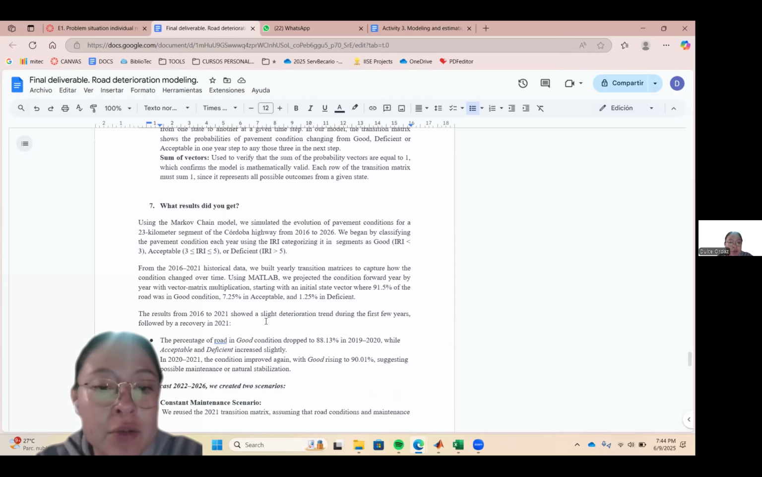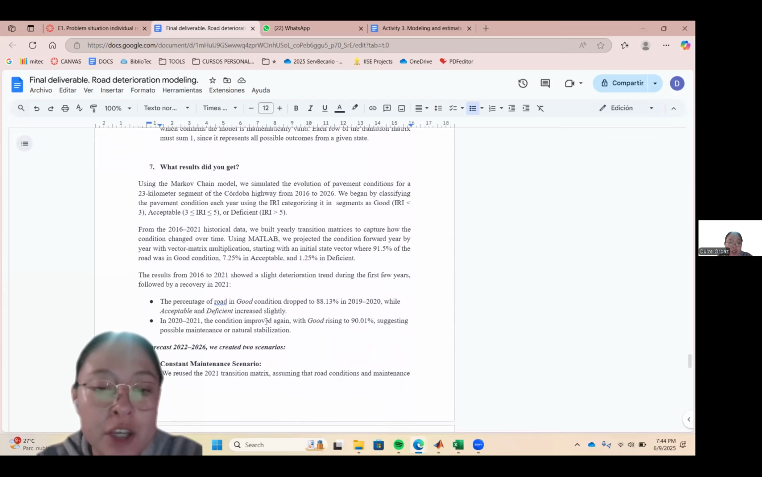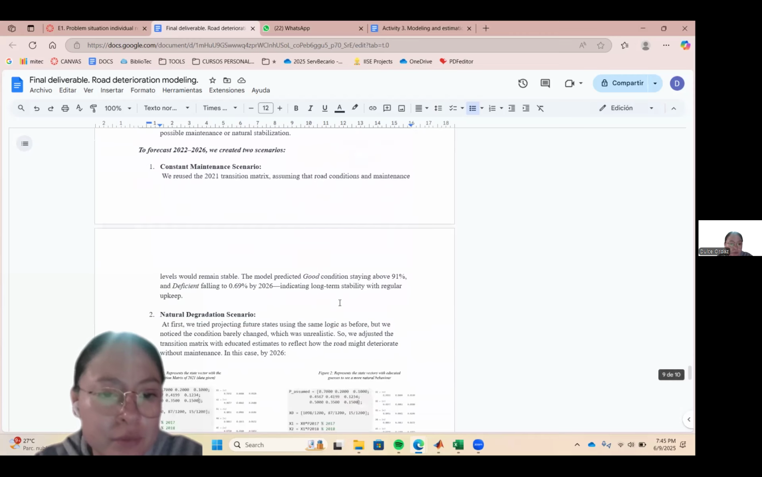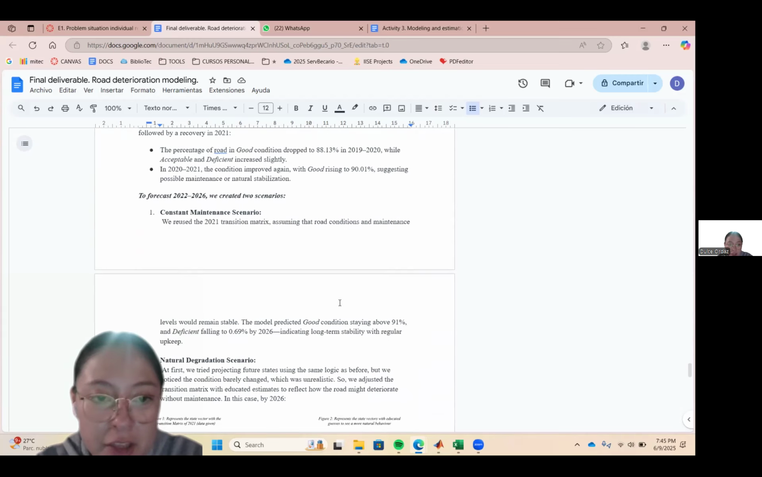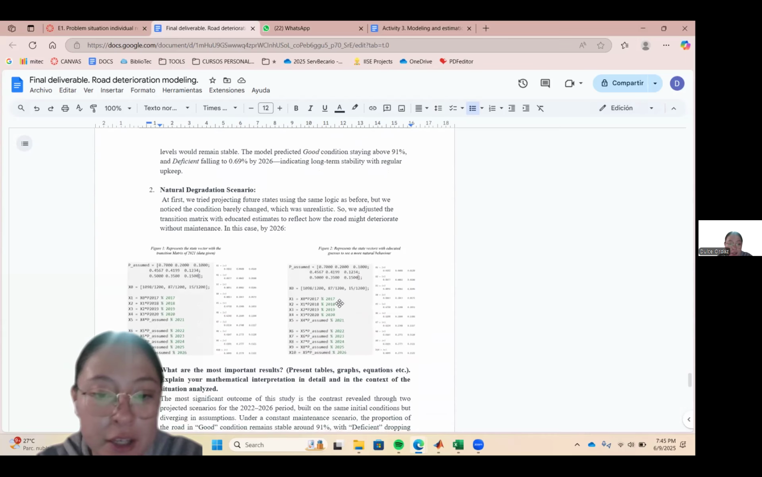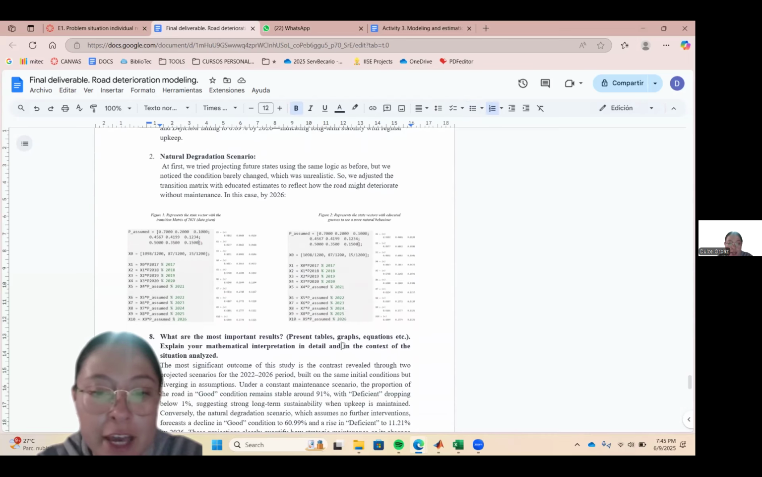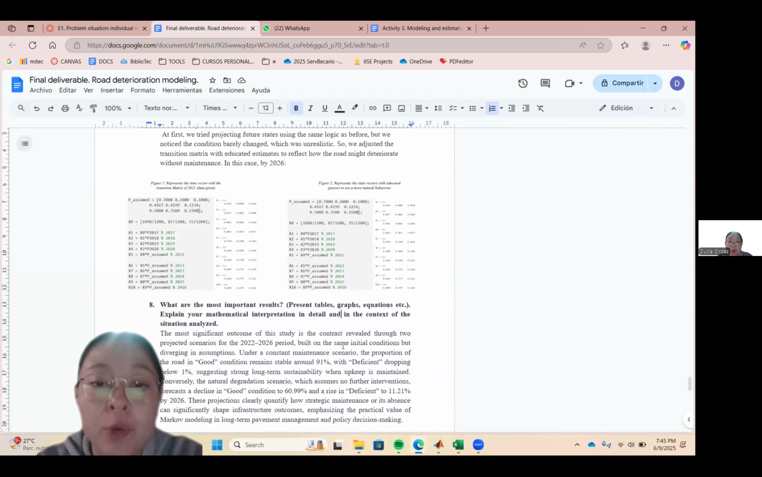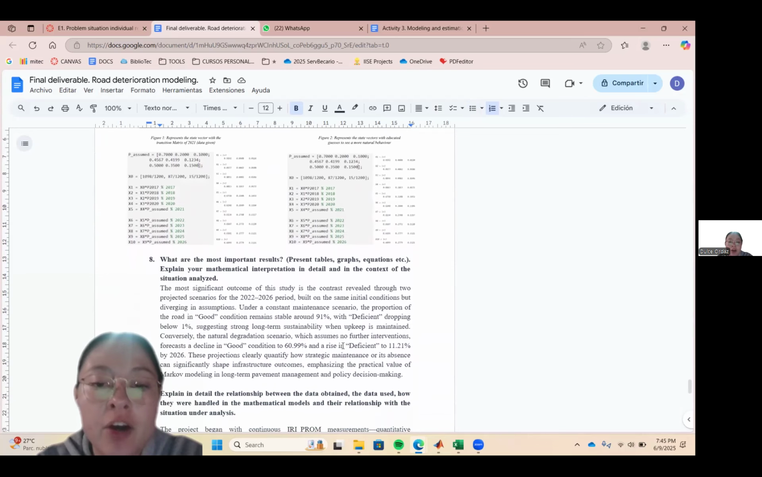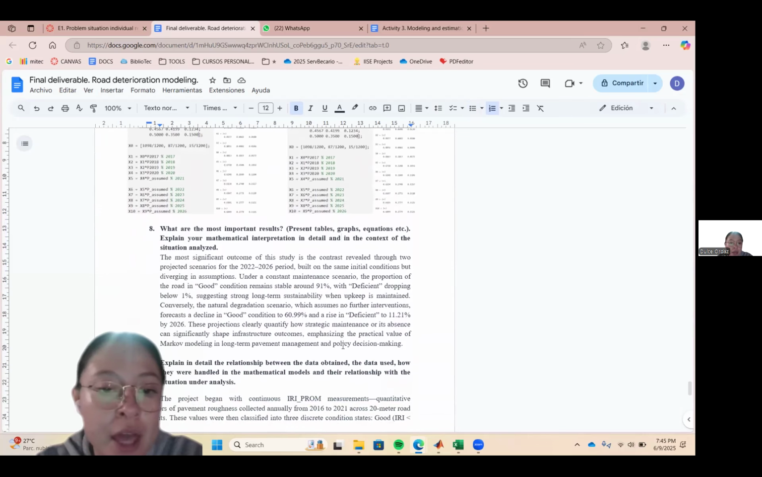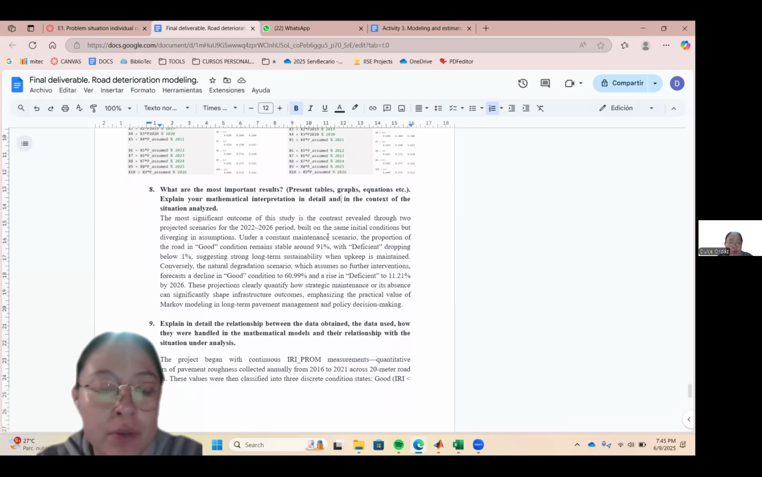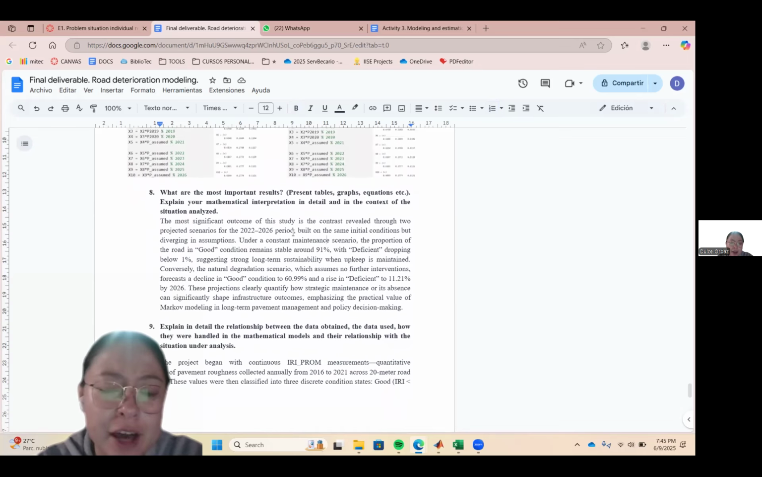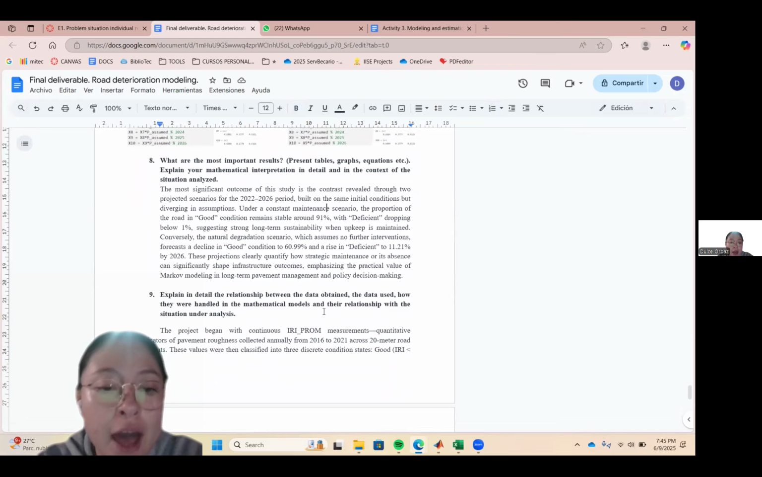And finally, the result we get is that the percentage of road in good condition dropped from 80%. Then we explain this degradation for our forecast. Also, as I explained previously, we changed our last transition matrix to see that our model is accurate when there's native degradation, meaning without maintenance. And as I explained, we have only solved for one section of the road, as we don't have data in some points.